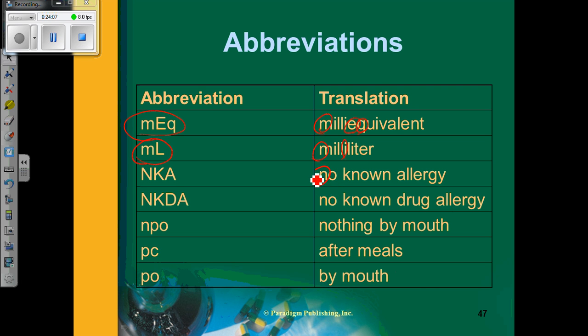No known allergies, NKA. No known drug allergies, NKDA. So you can see where they're getting their abbreviations. If you remember, PO means by mouth, so NPO would be nothing by mouth. PC, after meals. Think of PM in the afternoon or evening. I always think of it as afternoon because when you do the PC, it's after meals. By mouth is PO.